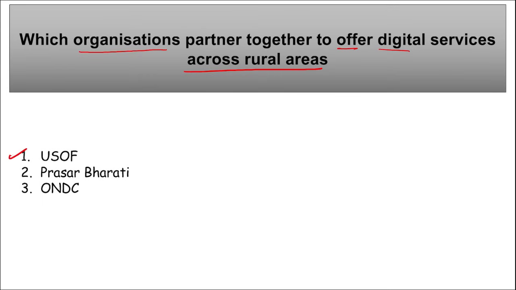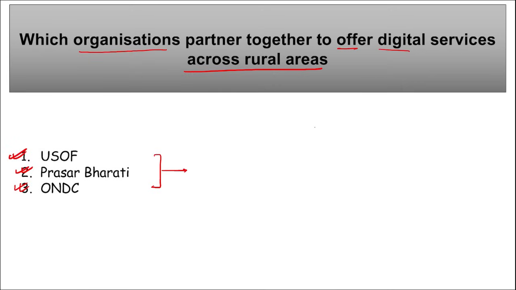So it is USOF, Prasar Bharati and ONDC. USOF is your Universal Service Obligation Fund. Then Prasar Bharati and ONDC, Open Network for Digital Commerce. All these three organizations came together and have partnered to offer digital services across rural areas, right? Right now there are many areas in our villages where proper digital services have not reached. They are not aware of multiple services that can help them grow, correct? So with the help of this tie-up, we will see those services reaching those rural areas, right?